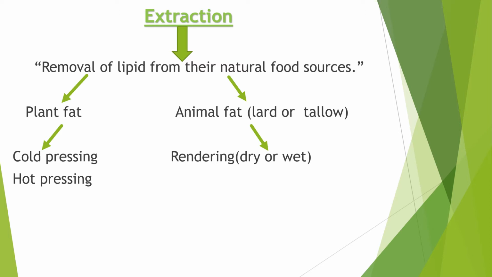The removal of fat from animal tissues, either by dry or moist heat, is known as rendering, while the removal of fat from plant sources could be done by two methods, known as cold pressing and hot pressing. Let's see in detail what cold pressing and hot pressing are and what rendering does.